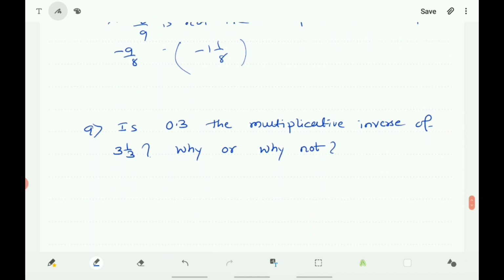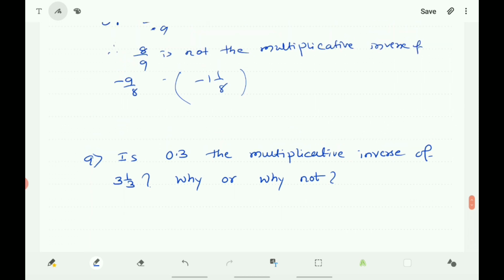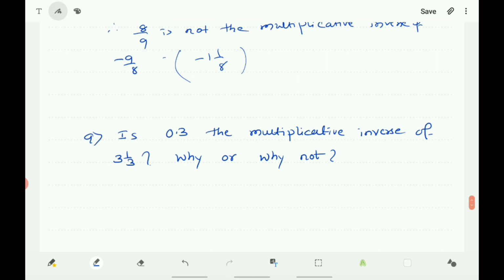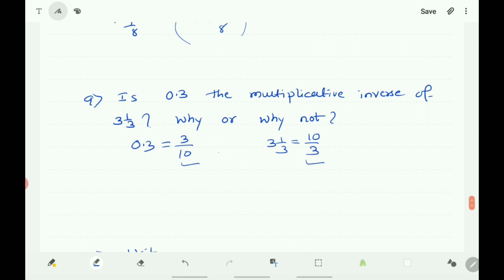Next, is 0.3 the multiplicative inverse of 3 1 by 3? Why or why not? First you write 0.3 in the fraction form, that is 3 by 10. And 3 1 by 3 you can write in the improper fraction form, that is 3 threes are 9, 9 plus 1, 10 by 3.